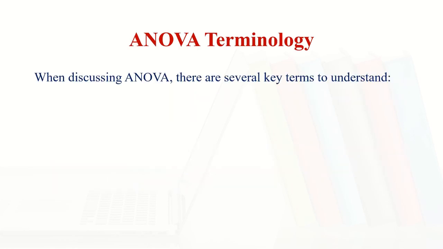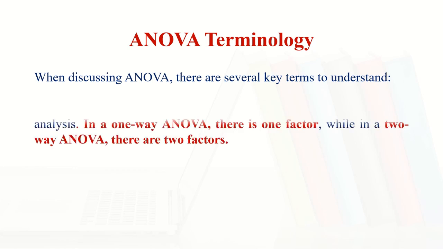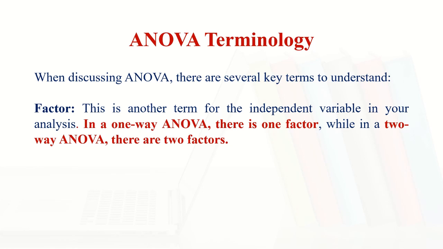So Anova terminologies, some of the important points we can consider while understanding Anova. What are those points? There are some key terms, important terms to understand. The first one is a factor. This is another term for the independent variable in your analysis. In a one-way Anova, there is one factor, while in the two-way Anova, there are two factors. So one factor and two factors.